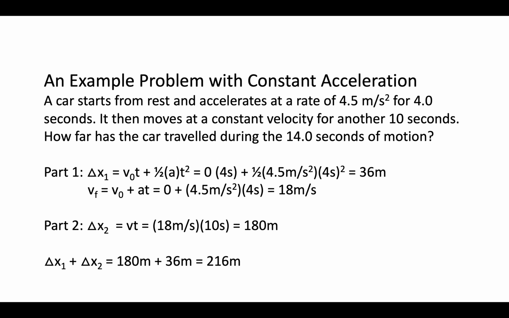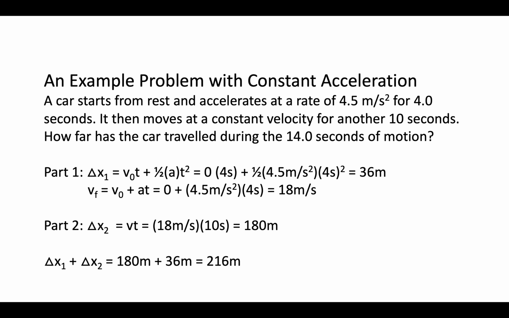Based on that, I would choose this equation right here, because here's my unknown, and these are my knowns. So all I've got to do is plug in the values. I have an initial velocity of 0, so this term goes to 0. And I have my acceleration rate and the time over which I accelerate at that rate. So during that time interval, I am going to go 36 meters.